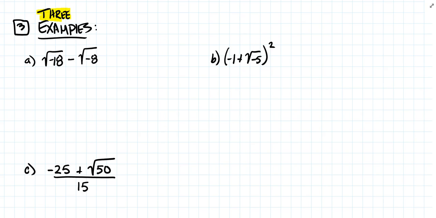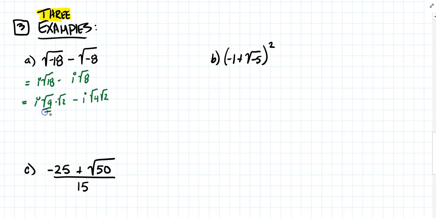Example A is the square root of negative 18 minus the square root of 8. So I'm going to start by saying this is going to be i times the square root of 18 minus i times the square root of 8. That's how you deal with the negatives underneath the radical. Now keep simplifying. This is going to be i times the square root of 9 times the square root of 2 minus i times the square root of 4 times the square root of 2.